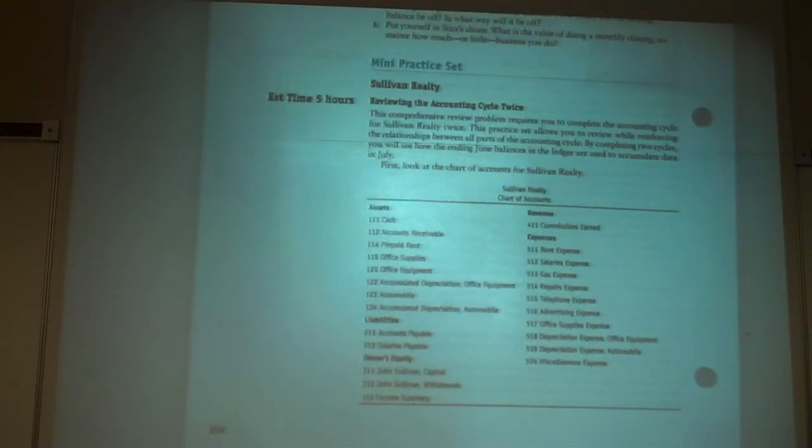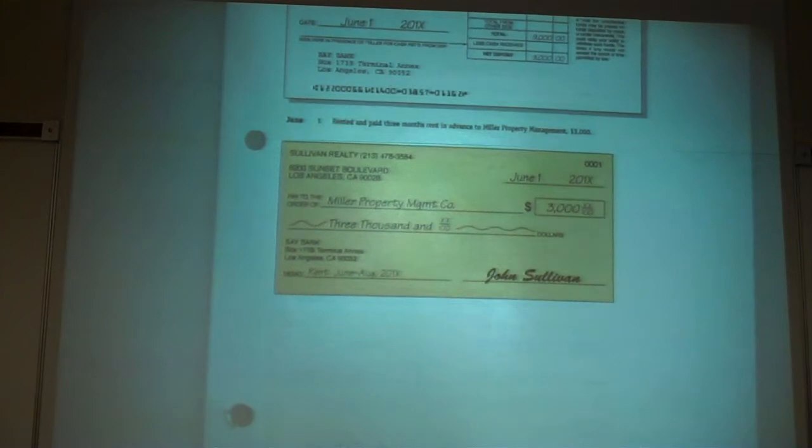On the next few pages, we have source documents. And up until now, we've just had written instructions of what we were going to do. Here we have a deposit ticket. Here we have a check. Is this a check that we received or a check that we wrote? One that we wrote. It's signed by John Sullivan, and it says Sullivan Realty up in the upper left-hand corner.